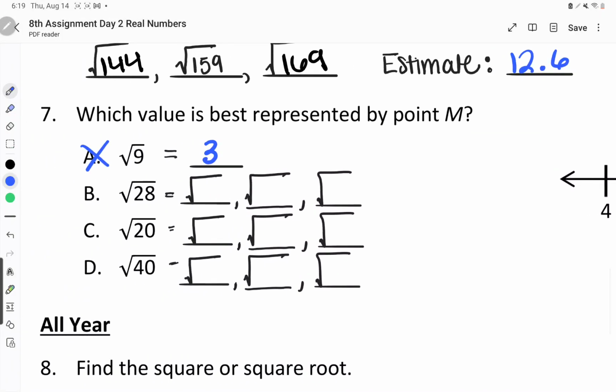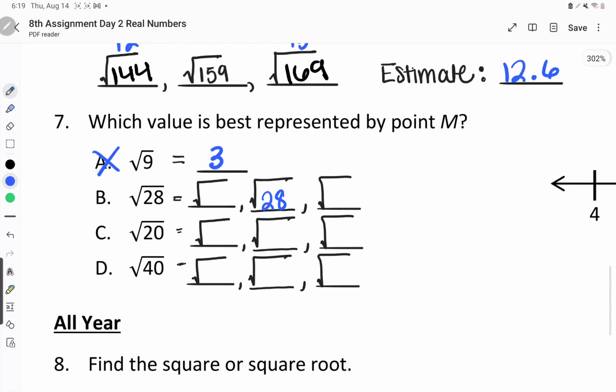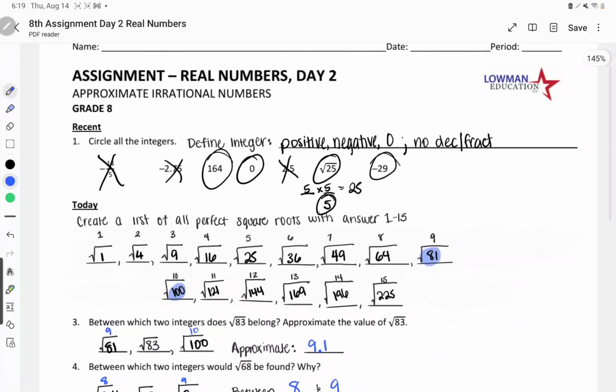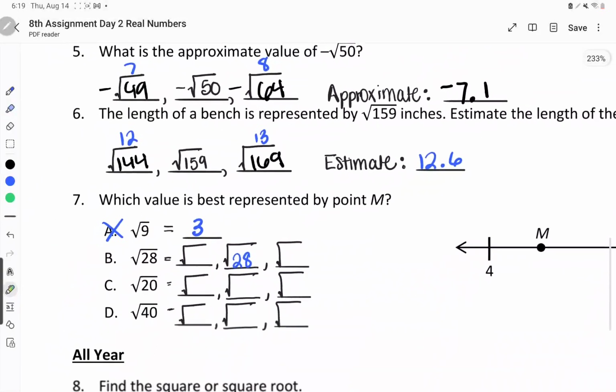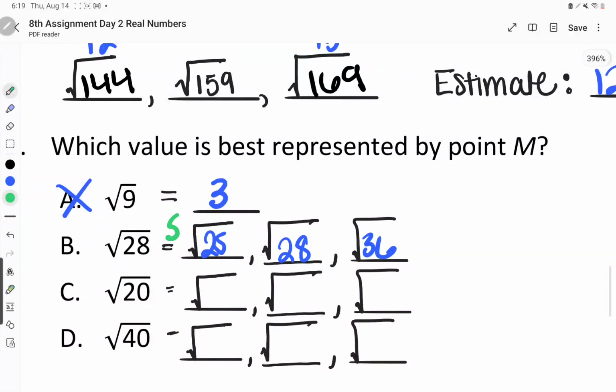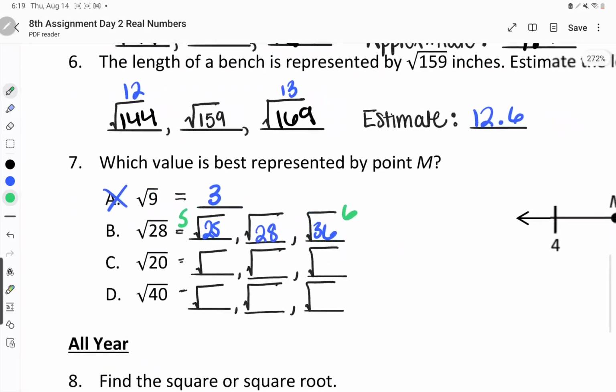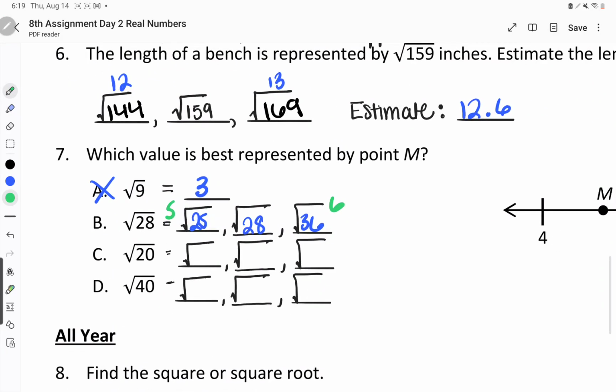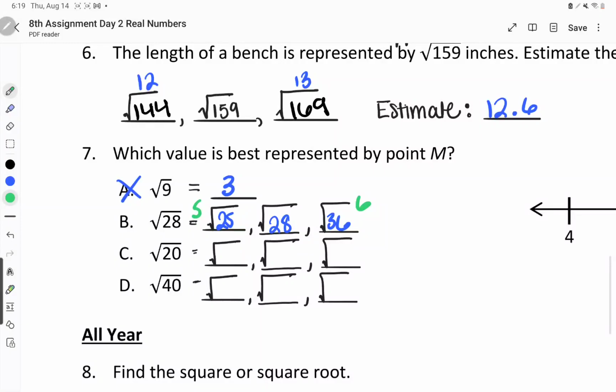Then we have the square root of 28. 28 is going to be in the middle. Before 28 falls 25, and after 28 falls 36. Oh, sorry, that should be 25. Now, we know that the square root of 25 is 5, and we know that the square root of 36 is 6. Well, so 28 falls in between 5 and 6. This is not between 5 and 6, so that's not going to be our answer.